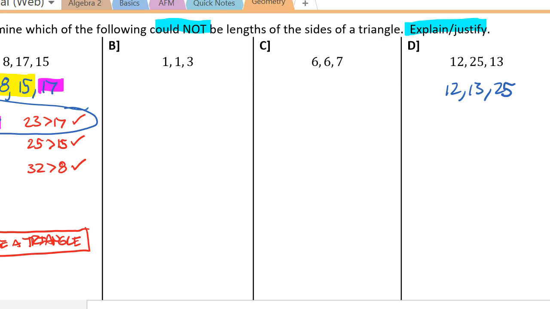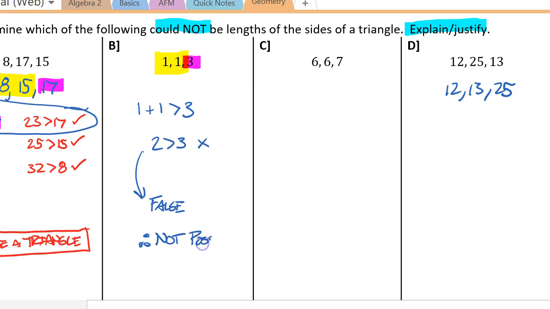In order to determine whether a triangle is possible, I must compare the shorter two sides to the largest side. So I must know that 1 plus 1 is greater than 3 in order for this to be a triangle. 2 is greater than 3, that is not true. False. Therefore, it is not possible to be a triangle.